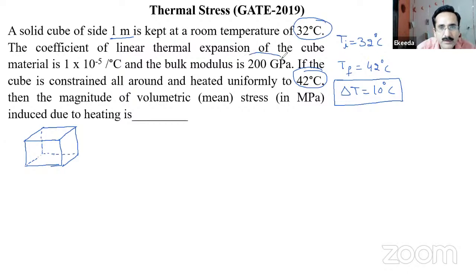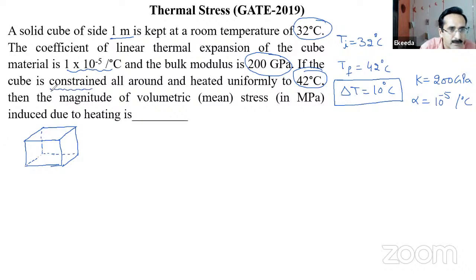Bulk modulus K is given to us, that is 200 gigapascal. And the coefficient of thermal expansion of this material is also given. Alpha is given, that is 1 into 10 to the power minus 5 per degree centigrade. It is given that the cube is constrained.